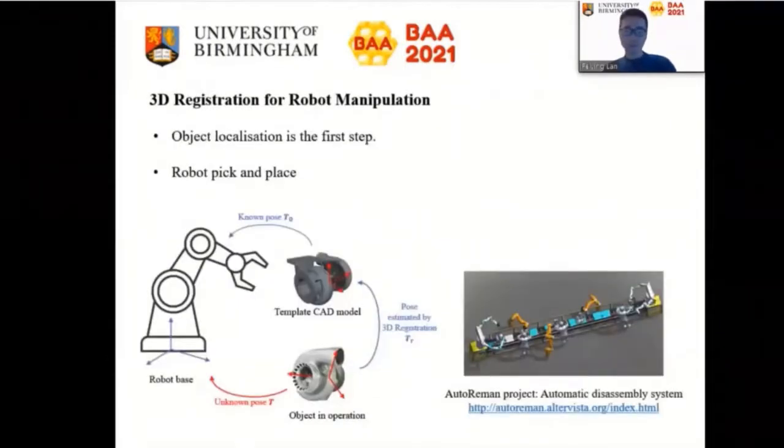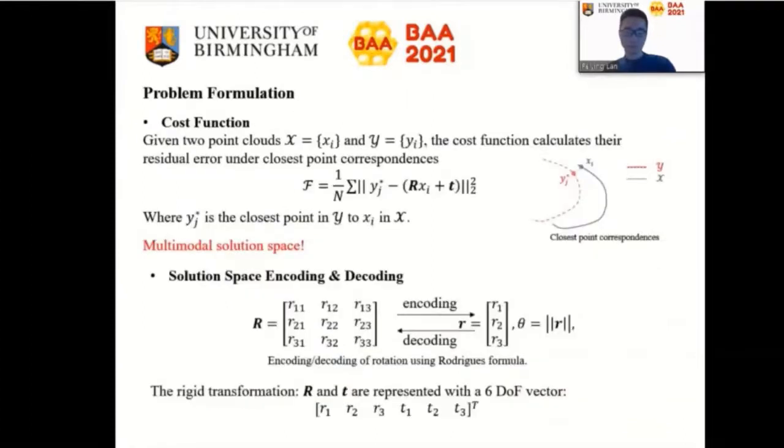There are many applications for 3D point cloud registration, such as robot manipulation. The first step is to locate the object for robot grasping, pick and place. The location and orientation of the object can be aligned with the CAD model so that its pose in the robot base could be determined. For example, in the AutoReman project, the 3D registration could be used for robot manipulation.